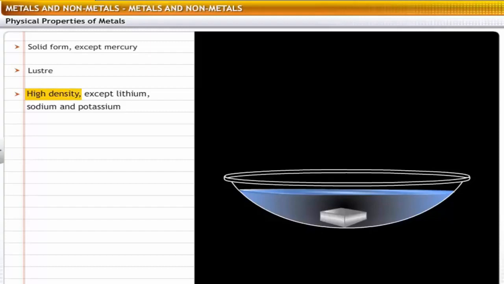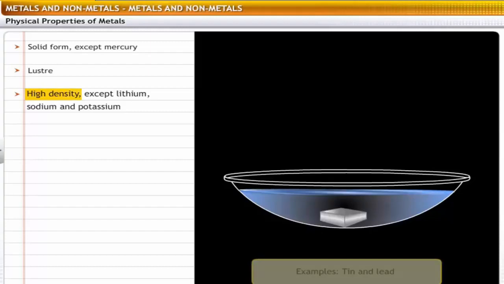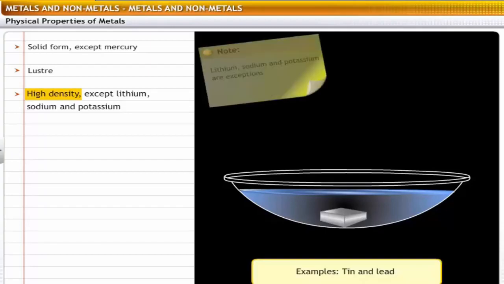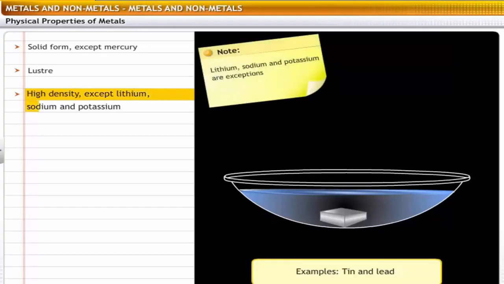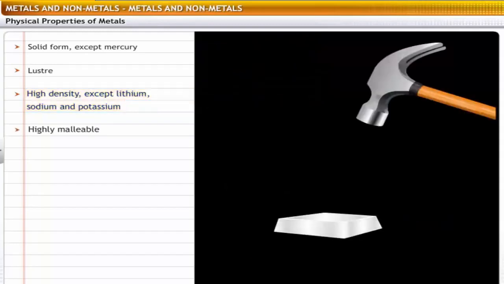Metals have high densities and therefore tend to sink in water. For example, tin and lead sink in water. Exceptions to this rule are lithium, sodium and potassium. The density of these elements is lower than that of water and hence they do not sink.